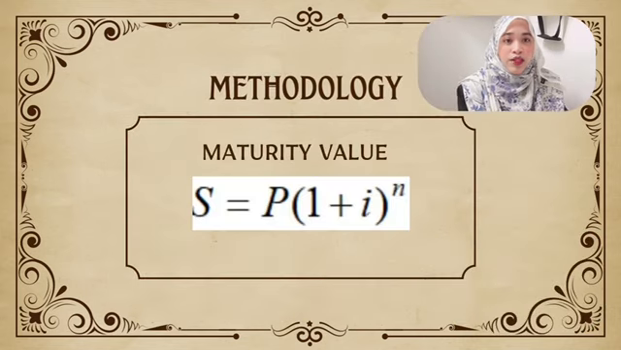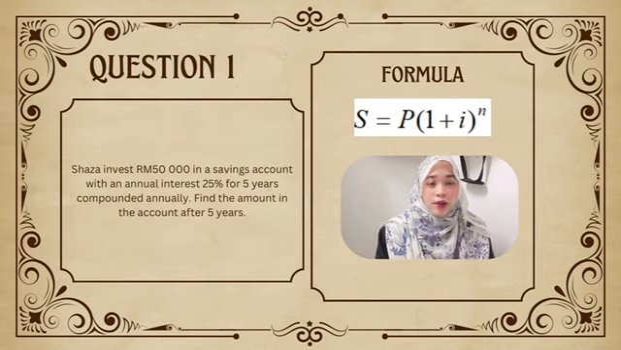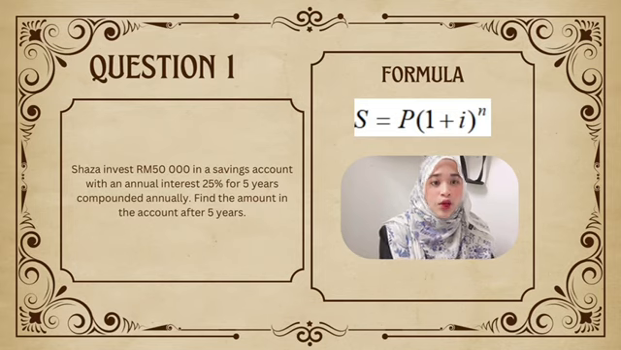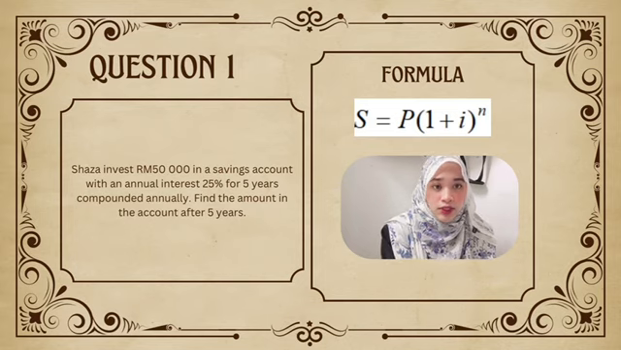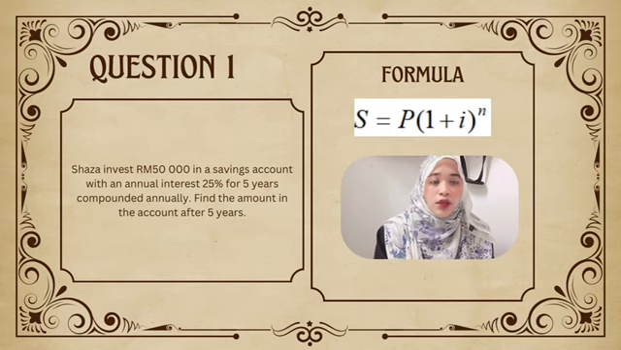The formula that we will use to solve these compound interest questions is S equals P bracket 1 plus i to the power of n. The question says, Shaza invests 50,000 ringgit in a savings account with an annual interest rate of 25% for 5 years, compounded annually. We need to find the total amount in the account after 5 years.